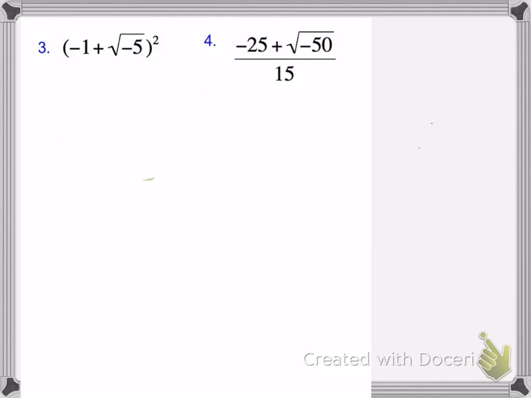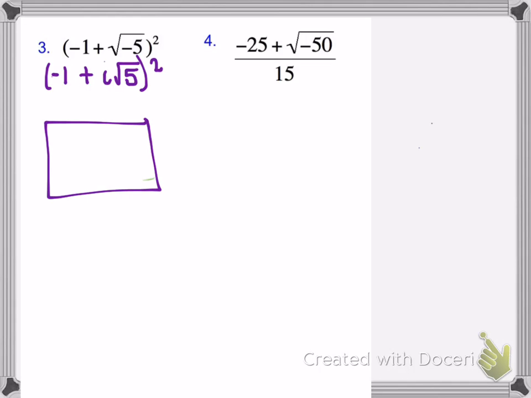Well, let's take a look at this example. Again, we're involving radicals with negative numbers. When I go to simplify this problem, I want to first rewrite it as negative 1 plus i times the square root of 5, following that same example that we did in the first two problems, making that negative come out and turning it into an i.